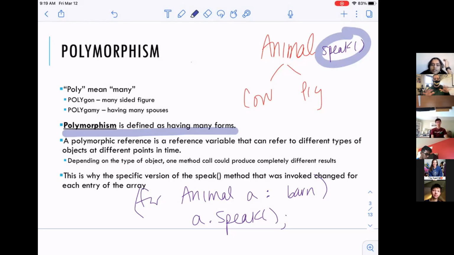Before I continue, does that general broad idea make sense?